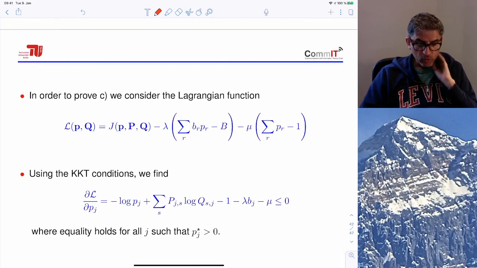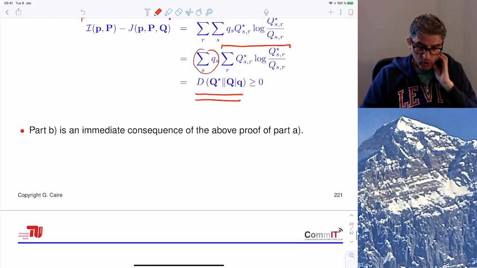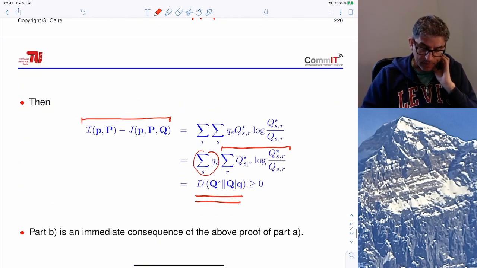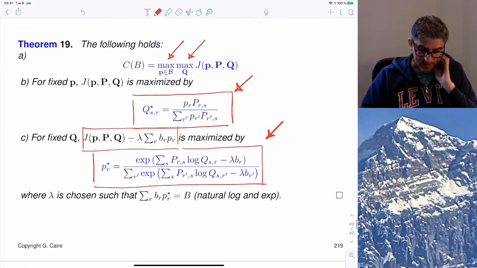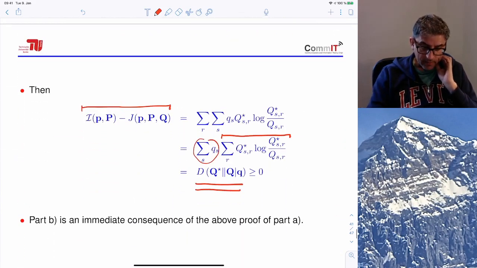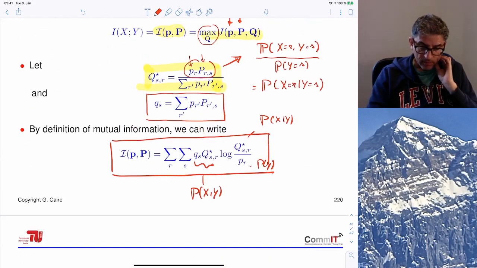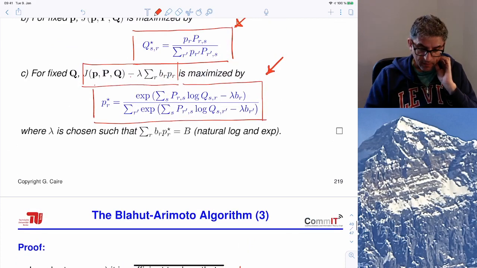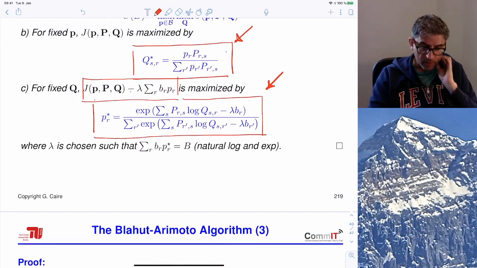Then we have to also, well, this proves also point B, because point B says that Q star in this form maximizes the J function for fixed P, but we have shown here that that's exactly the point. So we have this explicit form, right, which is exactly the form we wanted to prove. So B is proved. We need to prove C.